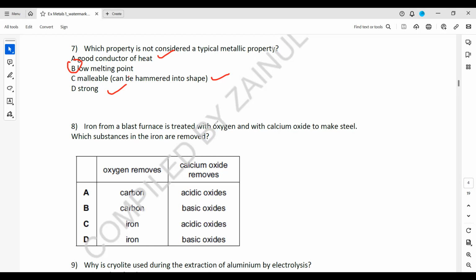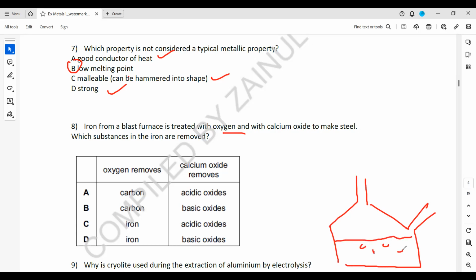lattice of the positive ion and the free electrons. Iron from the blast furnace is treated with oxygen. This is a basic oxygen furnace. What we do in a basic oxygen furnace is blow the oxygen. It contains carbon impurities as well. And we add calcium oxide. To make steel, which substance in the iron is removed? When we blow the oxygen, oxygen will react with carbon, and as a result, it will give carbon dioxide. So oxygen removes carbon.